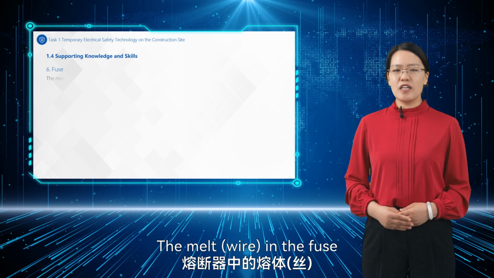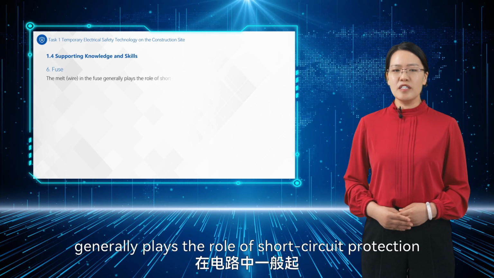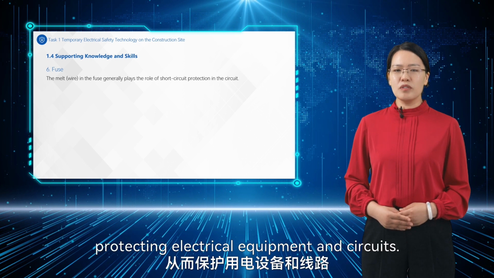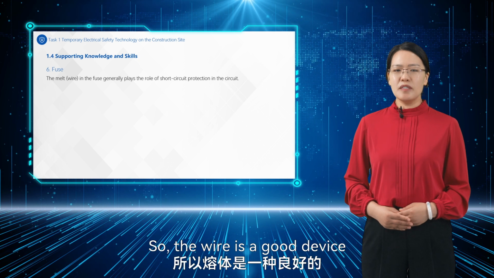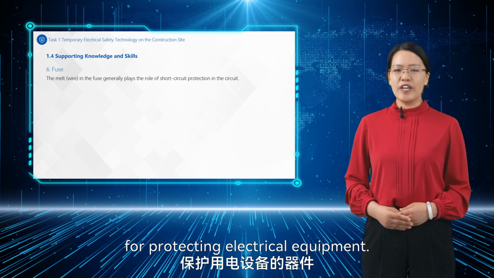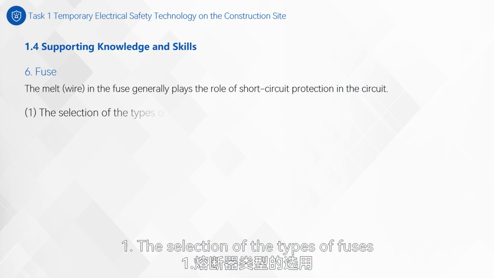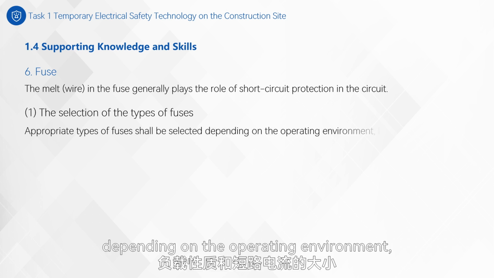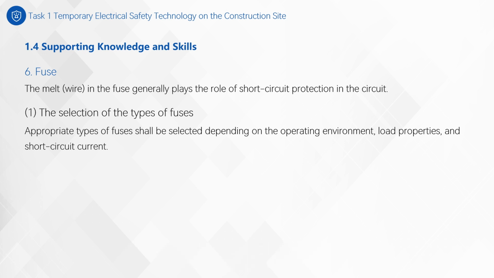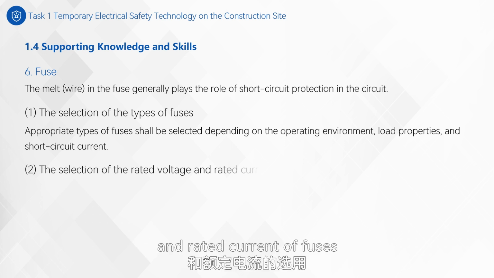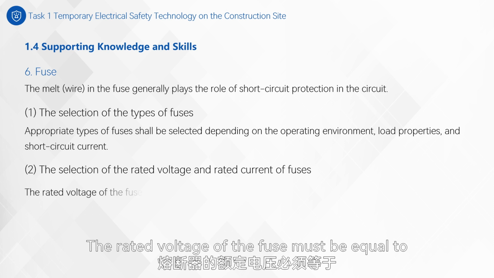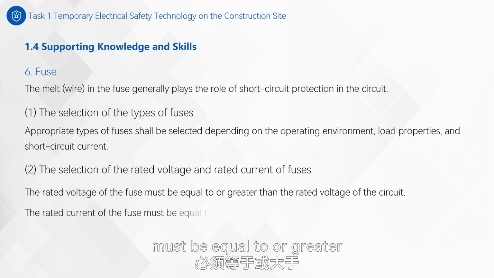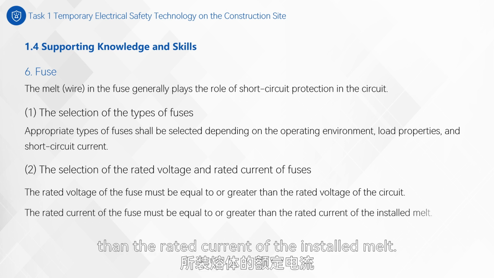Fuses. The melt wire in the fuse generally plays the role of short-circuit protection in the circuit. The wire melts and separates in the event of excessive current, protecting electrical equipment and circuits. So, the wire is a good device for protecting electrical equipment. 1. The selection of the types of fuses. Appropriate types of fuses shall be selected depending on the operating environment, load properties, and short-circuit current. 2. The selection of the rated voltage and rated current of fuses. The rated voltage of the fuse must be equal to or greater than the rated voltage of the circuit. The rated current of the fuse must be equal to or greater than the rated current of the installed melt.